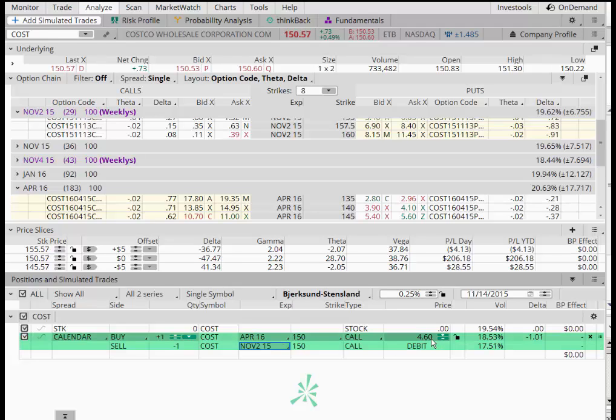It's going to cost me $4.60. That's the midpoint of the spread price. I like to buy 5 of these, so I have a little skin in the game. It'll be a little less than $2,500.